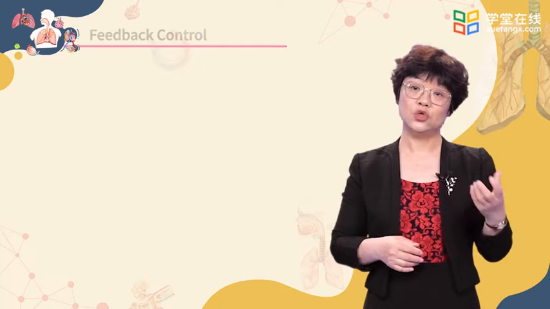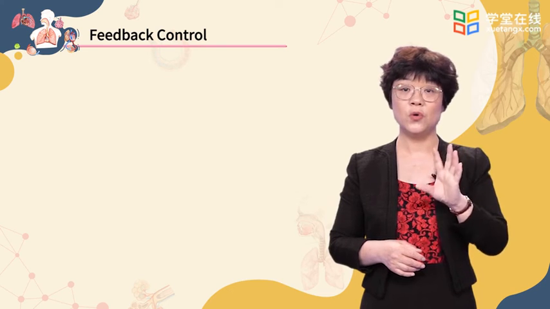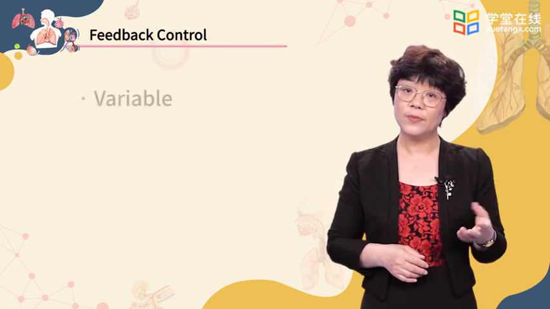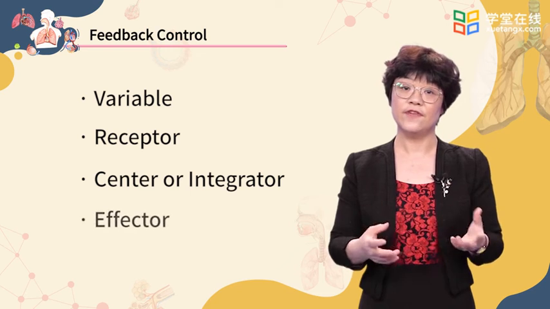There are thousands of control systems in our body. The fact that we remain alive is the result of these complex control systems. They are powerful in coordinating the functions of organ systems to maintain homeostasis. The control systems of the body involve a cycle of 4 components: variable, receptor, center or integrator, and effector.